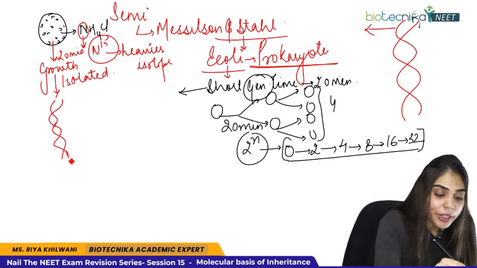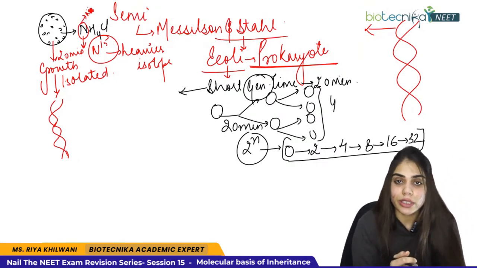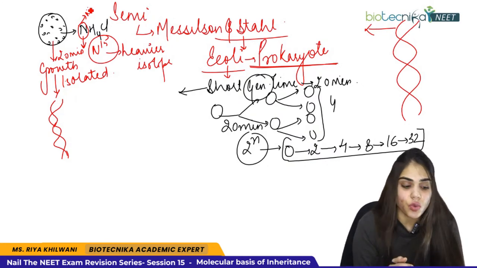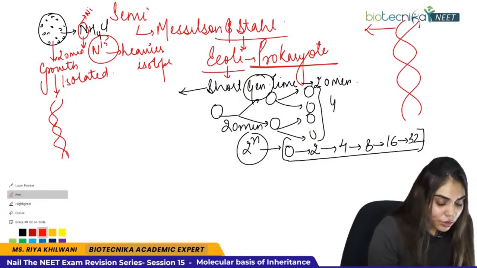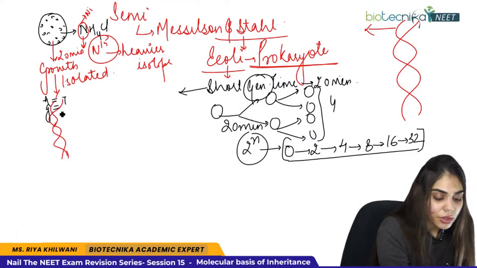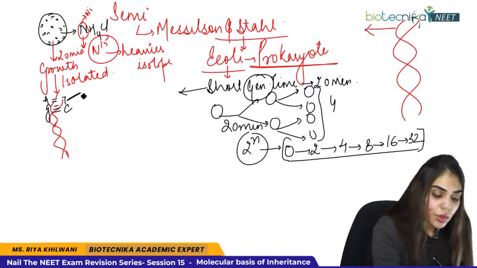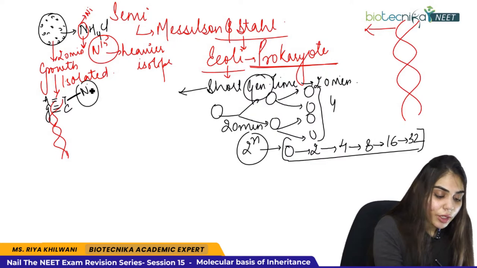Where did it get incorporated? Into the nitrogenous bases, because bases do have nitrogen in their structure. So all the nitrogen got incorporated here. Suppose this is A, this is T, this is G, this is C. In this, whatever nitrogen there is, in the case of thymine, it got labeled.